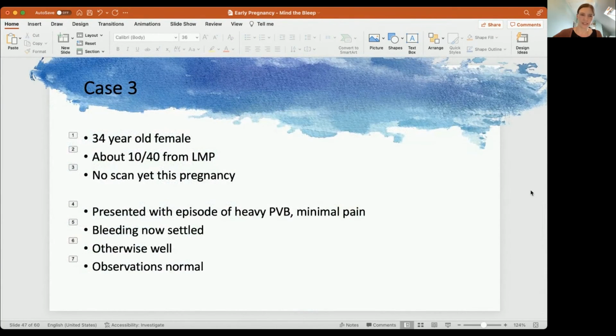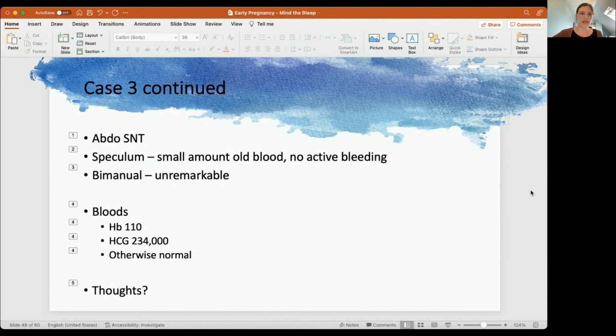So again, this is another patient I've seen. She was 34. She was about 10 weeks from her LMP. She hadn't had a scan yet. She came with an episode of very heavy bleeding, but with minimal pain. However, the bleeding had now settled. She's otherwise well. Her observations were normal. So her abdomen was soft and tender. When I examined her, very small amount of old blood, but no active bleeding seen, and bimanual was unremarkable.